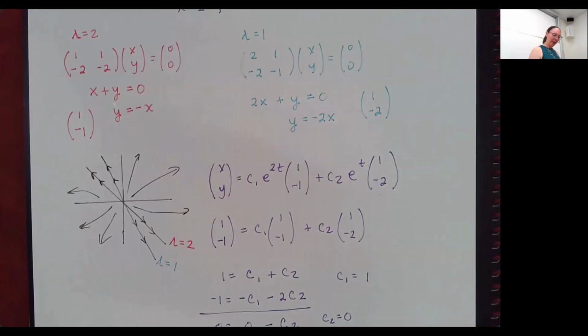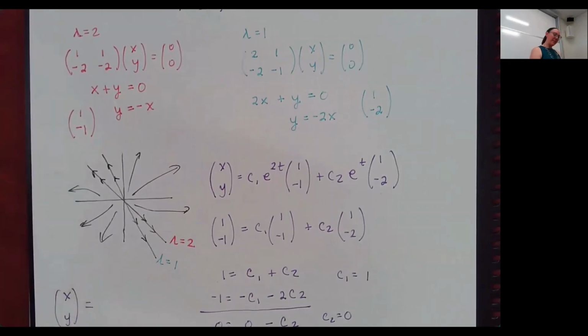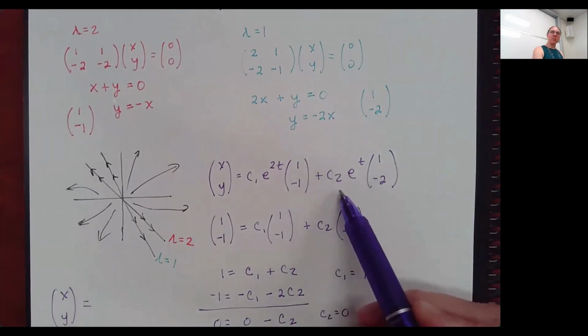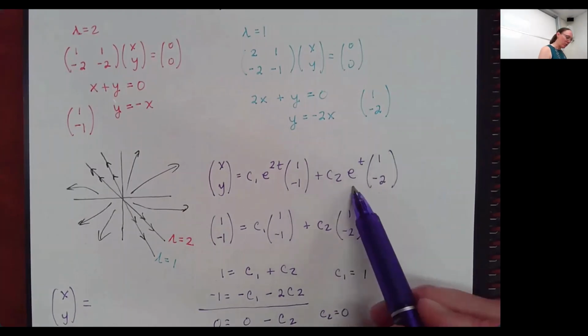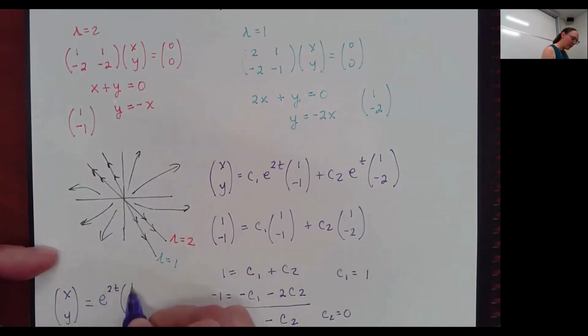But it can happen. And if it does happen, then when I go to write my particular solution, it means that I'm going to leave off that whole piece from the other. But it's also correct. So I'm going to leave this whole piece off. So my solution is just going to look like, since c1 was 1, e to the 2t times 1, -1.